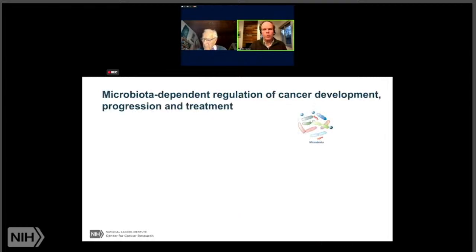So what I would like to summarize and leave you with is that there is a microbiota dependent regulation of cancer development, progression, and treatment.